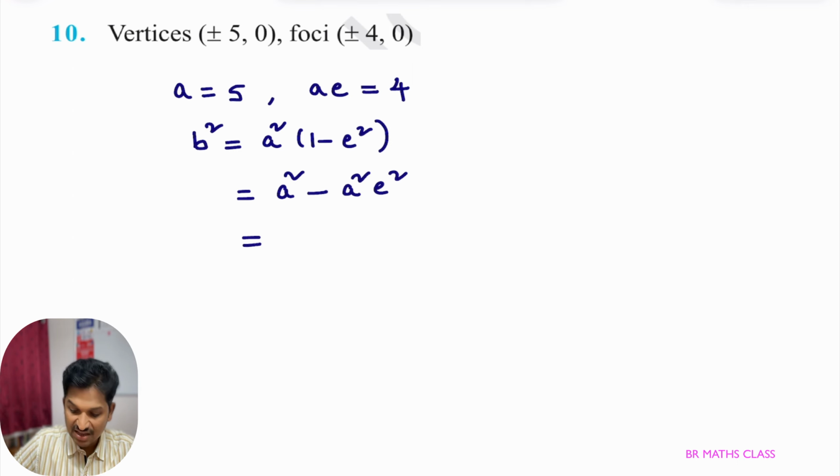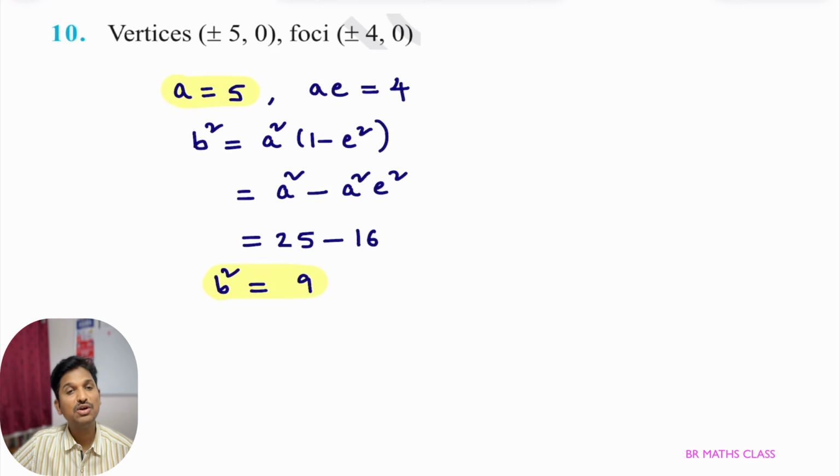What is a square? A is 5, right? A square is 25. Minus a square e square. As ae is 4, a square e square is 16. 25 minus 16 is 9. So we got the b square value. Mainly you need to know two things. One is the a value, another one is the b value. If you know these two things, you can write the equation of ellipse very easily.